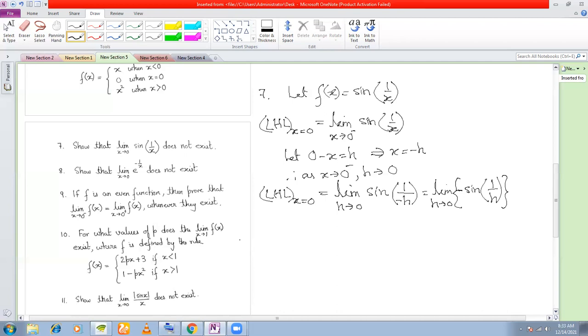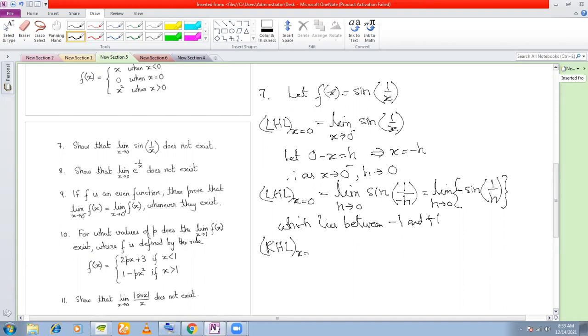What is the range of sine? Minus 1 and 1, right? So any number that you take, howsoever large, it always lies between, in fact, it oscillates between minus 1 and plus 1, right? So it does not have any particular value. Okay, it can be any value between minus 1 and plus 1.